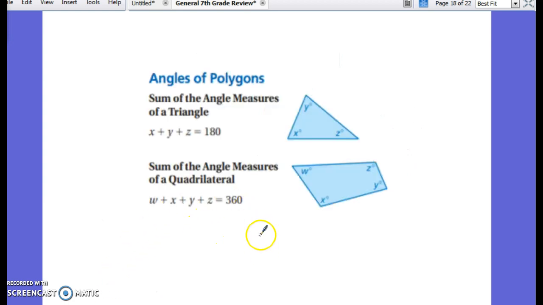For the angles of polygons, remember that when you have a triangle, all the angles add up to 180 degrees. But if you have a four-sided figure, like a square or rectangle, then all four angles added together will give you 360 degrees.